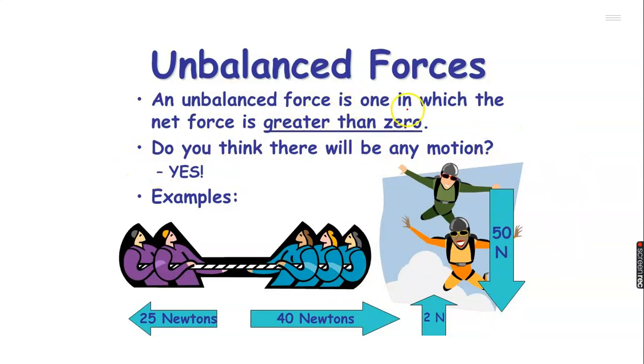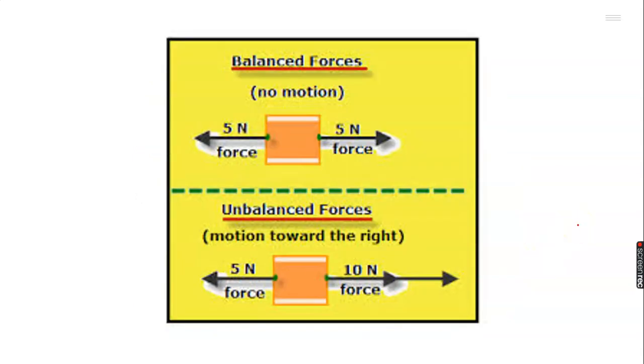An unbalanced force is one in which the net force is greater than 0. Okay, so one can always pull each other. Do you think there will be any motion? Yes, there will be. Example, you have these two guys exerting a force of 25 Newton, while 3 ladies there are exerting a force of 40 Newton. Who do you think will pull each other? The one greater will pull them towards themselves. So that's the push and pull we are talking about.